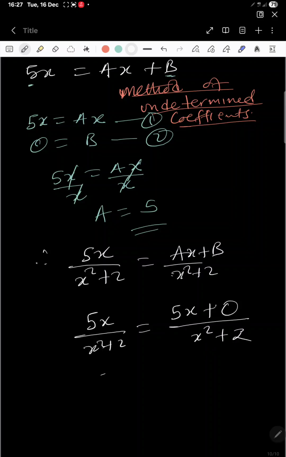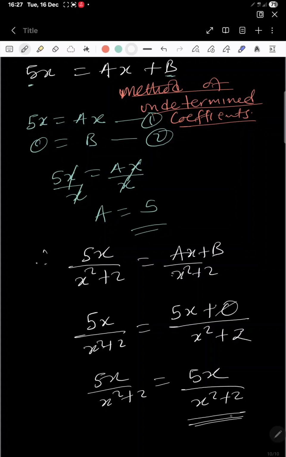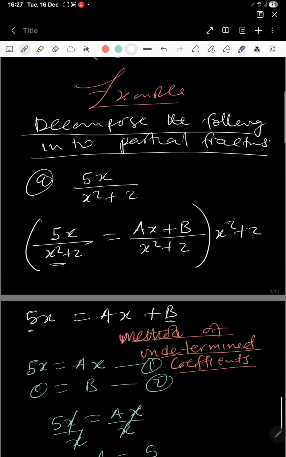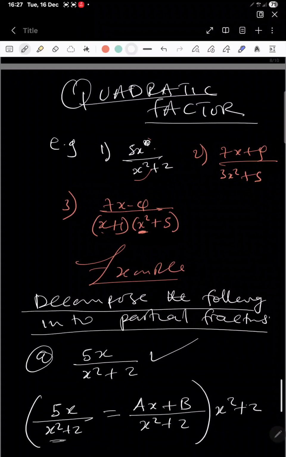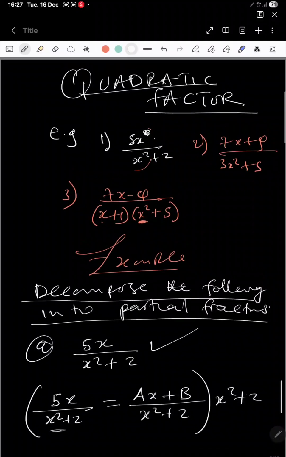Okay, so this would mean 5x over x squared plus 2 is equal to, if you want, you can eliminate the 0 because it is nothing. So you have 5x over x squared plus 2 like that. So this is what you're going to have when you are to resolve this into partial fractions. All right, so from there we go to solve these ones. We call them as what? Quadratic factors. So we need to go to another example.